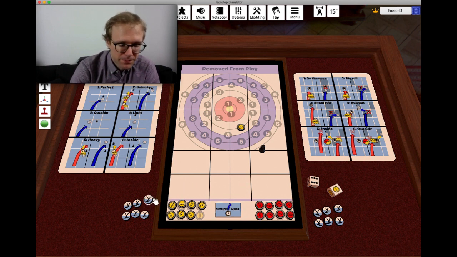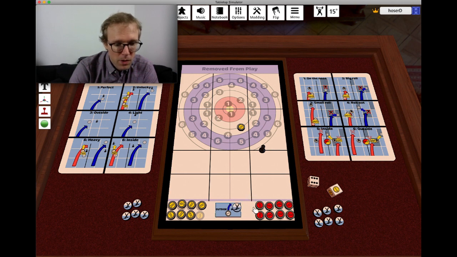But if you play with peel weight, this is going to shift things. So to make a peel weight shot, you spend a sweep token right at the outset, when you're calling the shot.